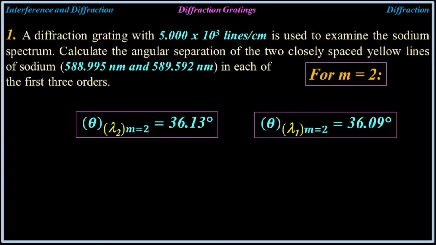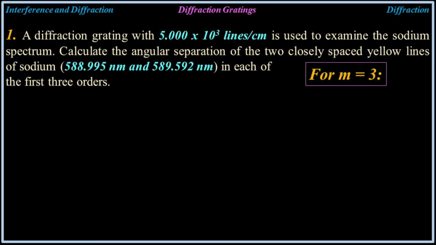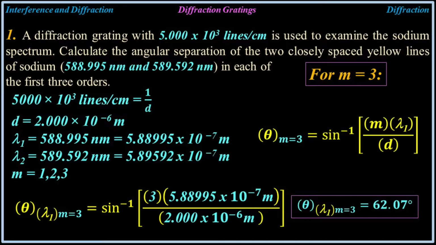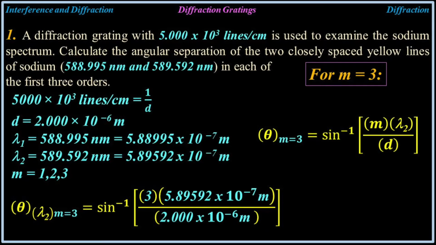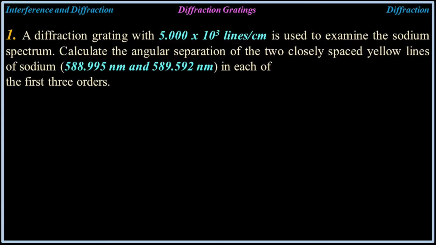it's going to be about 0.04. Now let's do m equals 3. Here is lambda 1, 62.07, lambda 2, 62.18. Again, you just have to be very organized and neat, and things will be fairly clear.